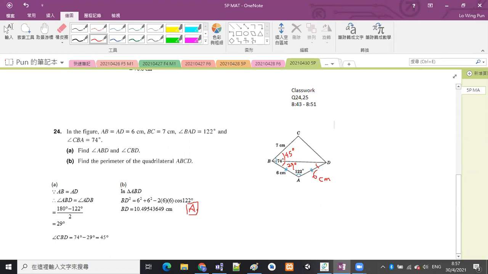Okay, so I will teach you how to use the calculator to save numbers into memory when you come back to school during the face-to-face lesson. It's okay.